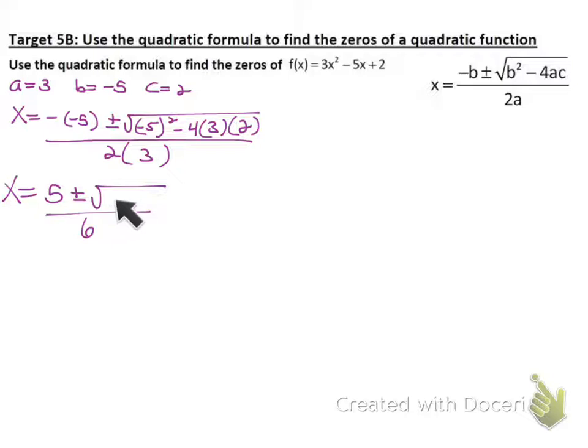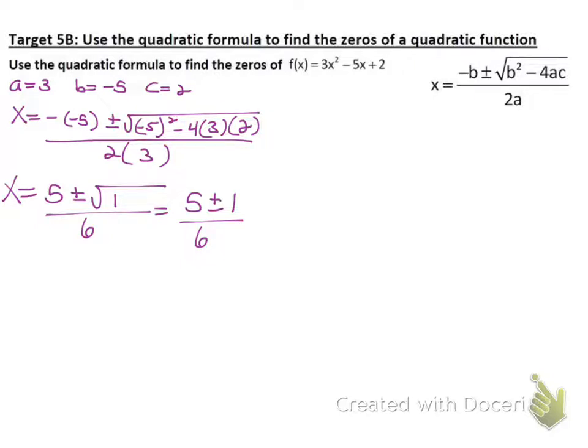Next, I want to figure out what goes under the radical, so I'm going to use my calculator and I'm going to type this in exactly the way it appears without the square root symbol. So with parentheses, -5 squared minus 4 times 3 times 2 gives us 1. 1 is a perfect square, so we're going to go ahead and evaluate that. Ironically enough, the square root of 1 is 1.